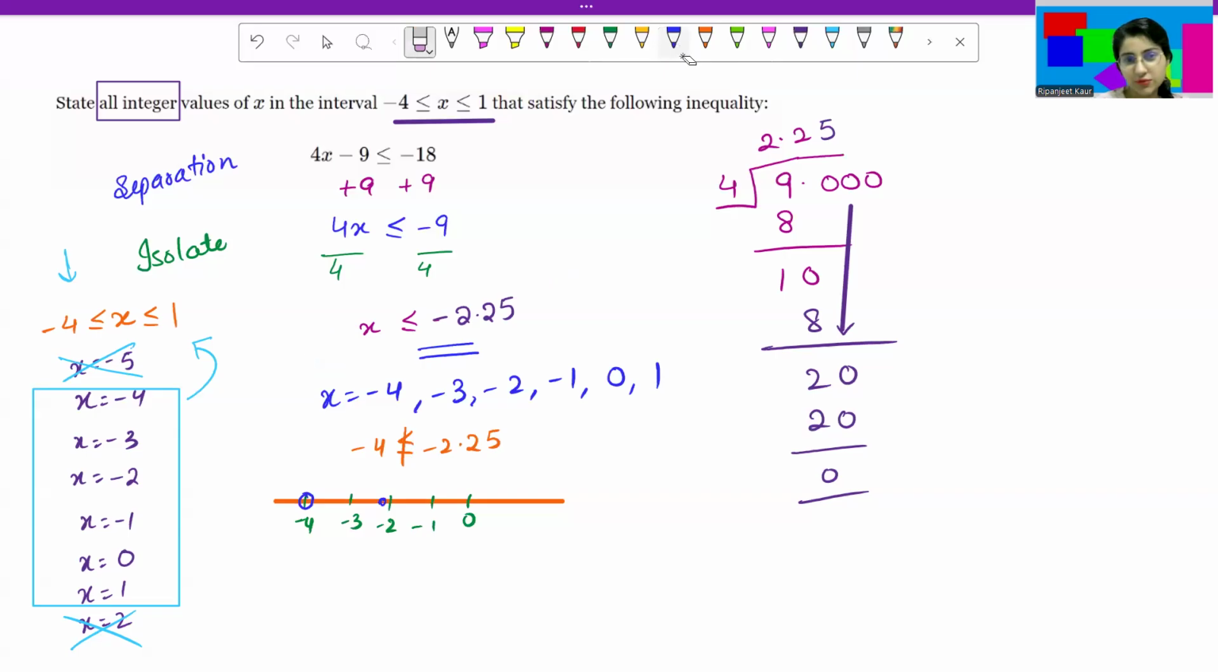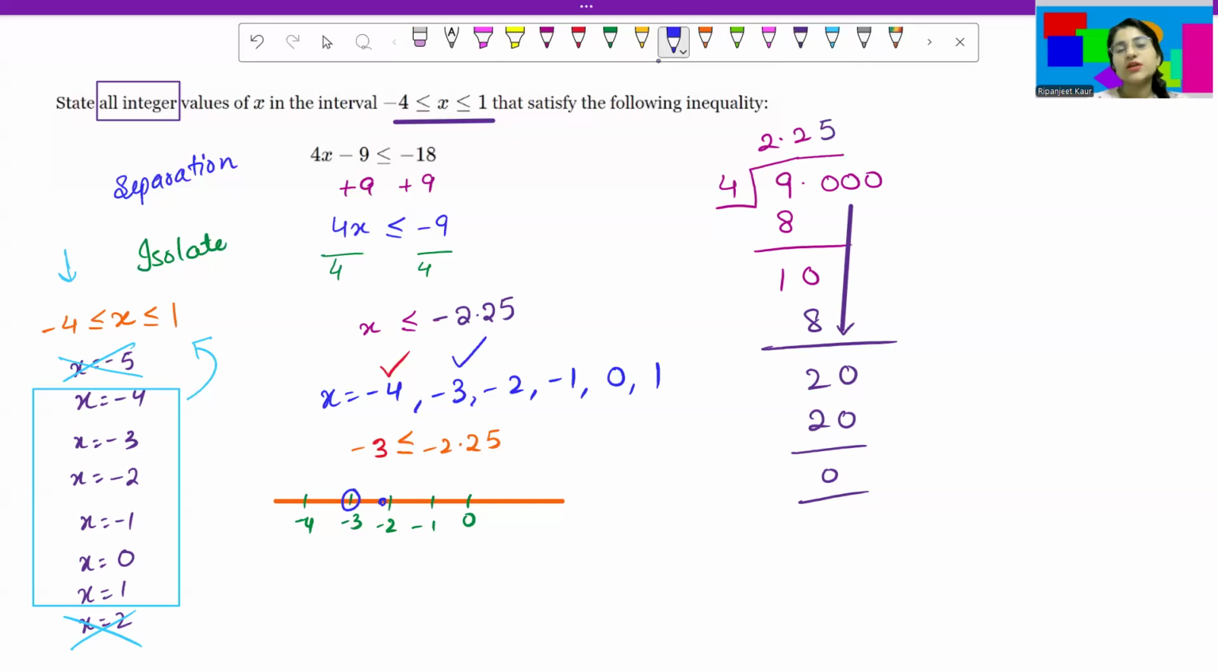Is negative 4 less than negative 2.25? Yes, it's less than, right? So it is satisfying. Okay, great. We will check the next number, which is negative 3. If it is negative 3, do you think it is less than negative 2.25? Yes. Okay, this is satisfying it.